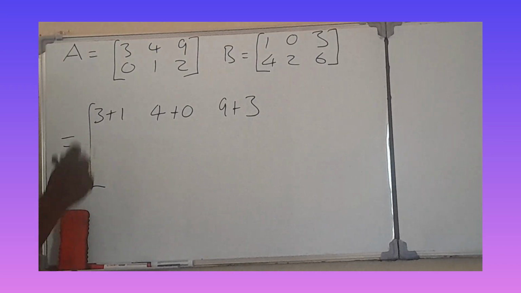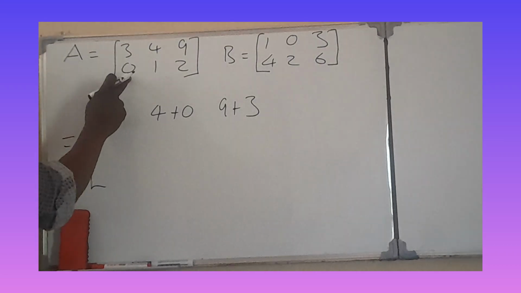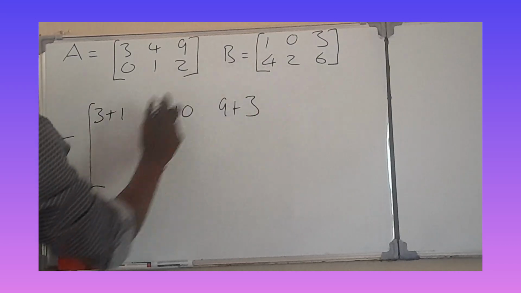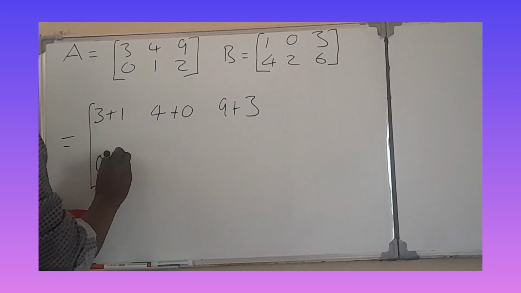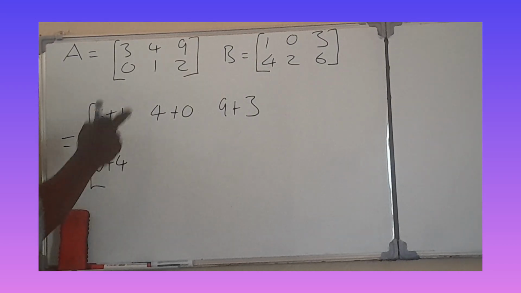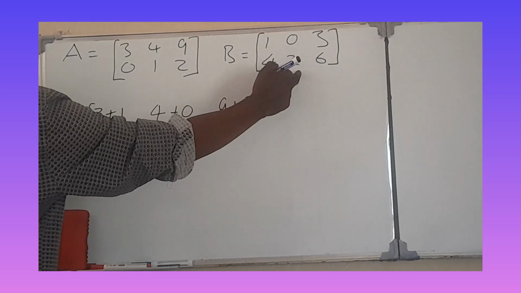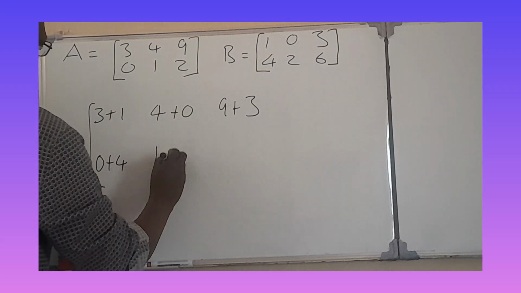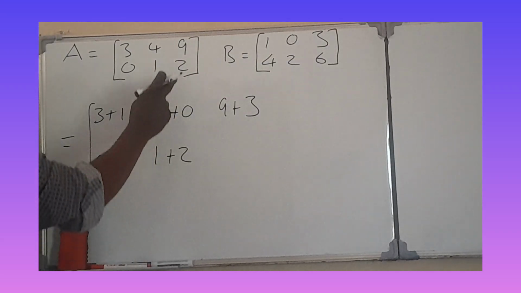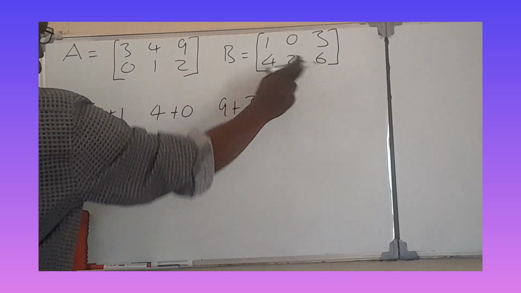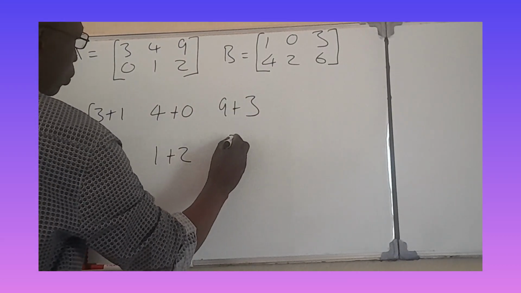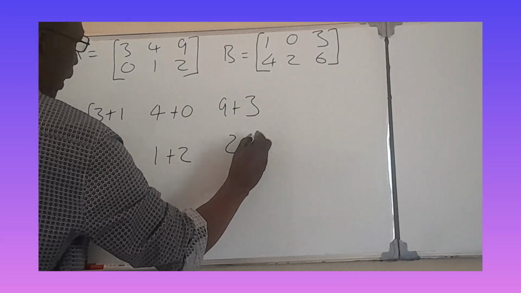Now we are done with the first row. Let's go to the second row. 0 is added to a 4. So we have 0 plus 4. Our 1 should be added to a 2. So it's 1 plus 2. Our 2 must be added to a 6. So we have 2 plus 6.